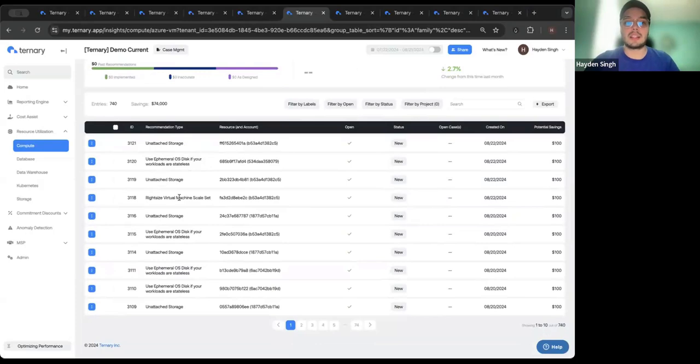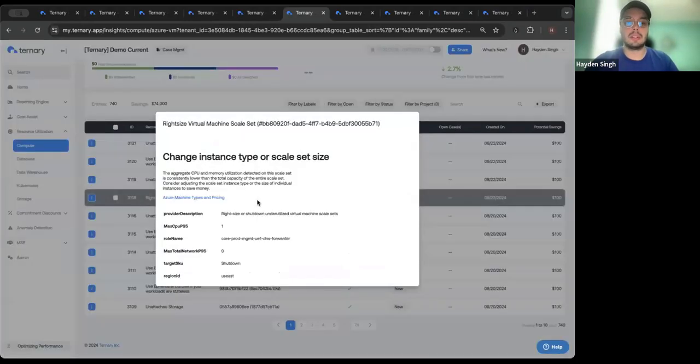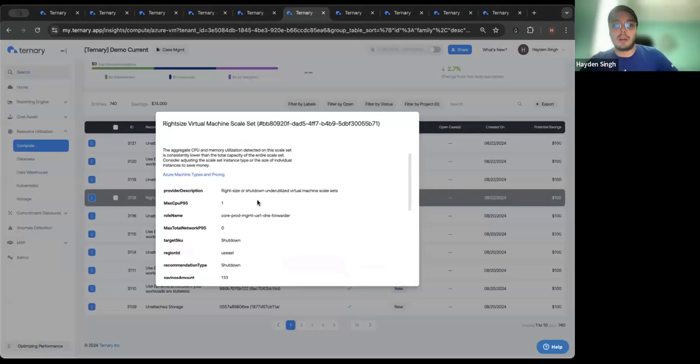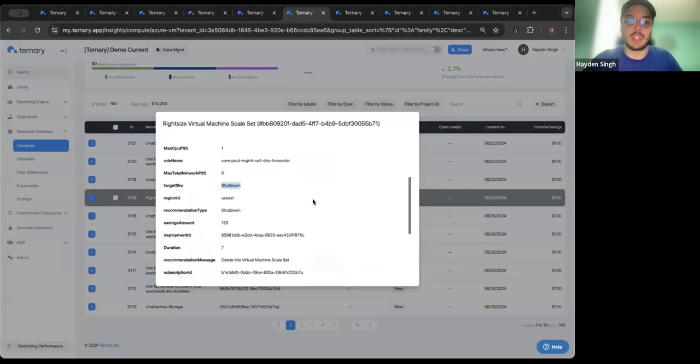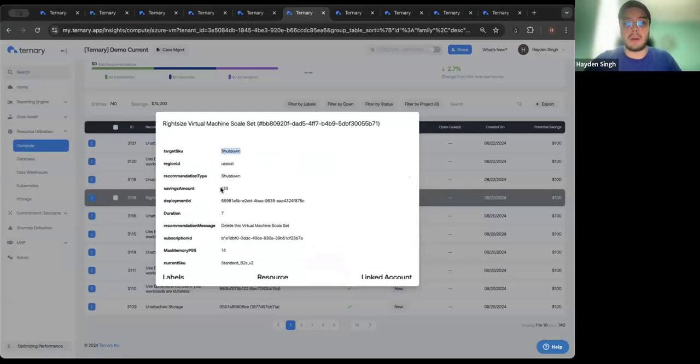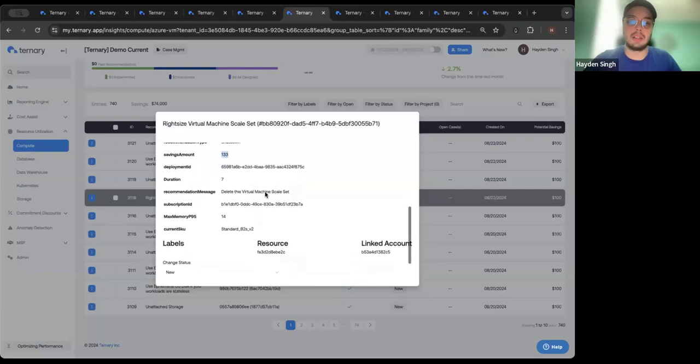Maybe there is a right size of virtual machine scale set. So if I actually click into here, what we can do is say, hey, we should probably right size or shut down an underutilized virtual machine scale set here. And it looks like we're making the recommendation to shut this one down. And our savings amount would be about $133 over the course of that time period there.